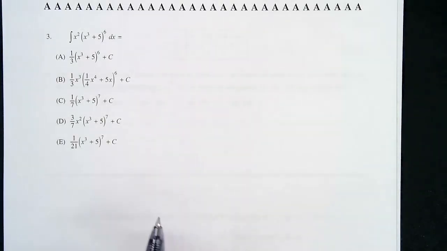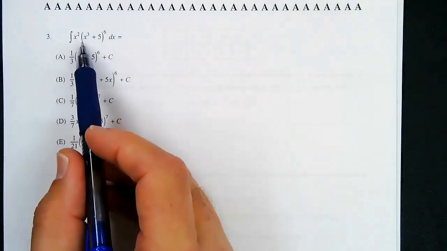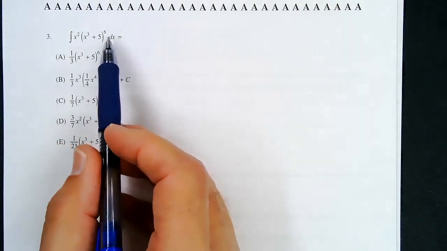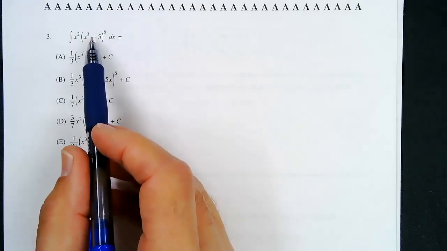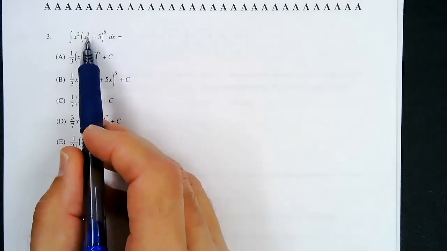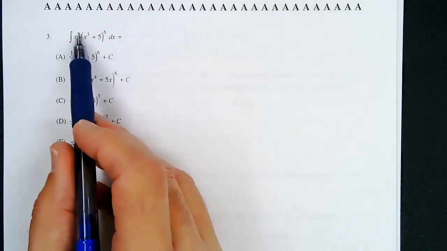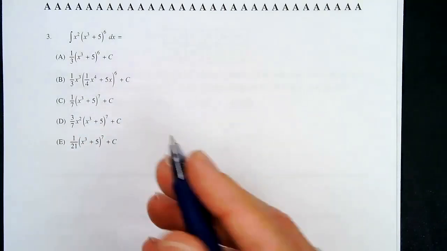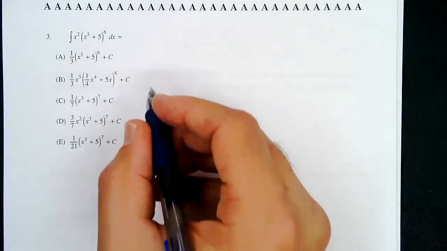So for question number 3, we want to integrate x squared times the quantity x cubed plus 5 raised to the 6th, dx. And really for this problem, what you have to recognize is that if you take the derivative of this inside, it's going to give you 3x squared. And so we have an x squared, we're multiplying by x squared out here. So this is a perfect case for integration by substitution.